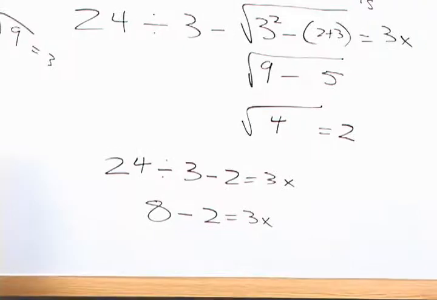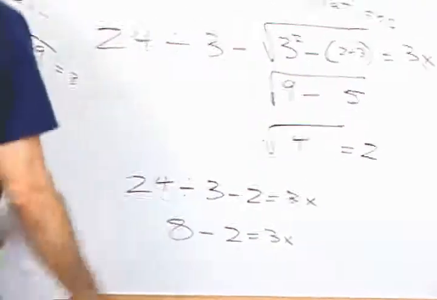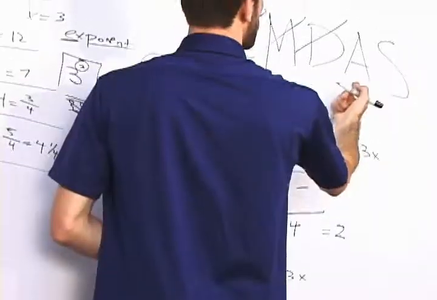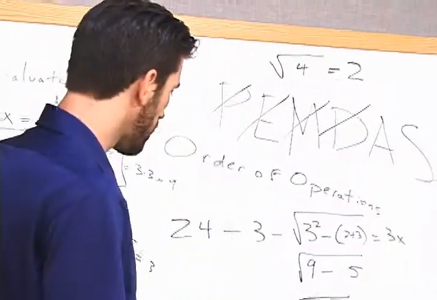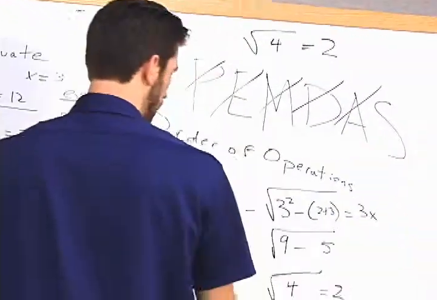8 minus 2. Again, I rewrote the equation. You don't have to do that. But 8 minus 2 equals 3x. Okay? That's the next step in the order of operations. The next one is addition. Is there any addition there? No, so that's gone, and the last one is subtraction.